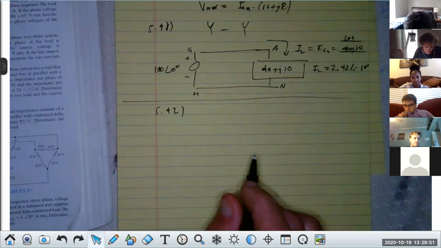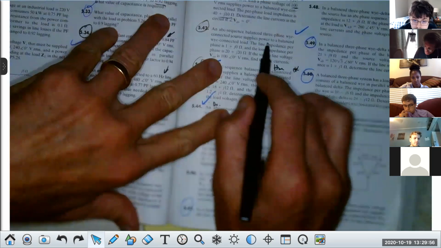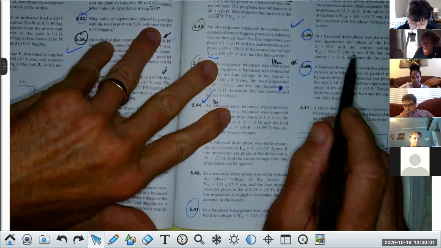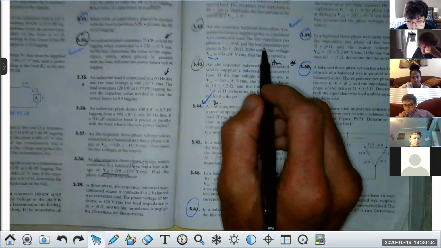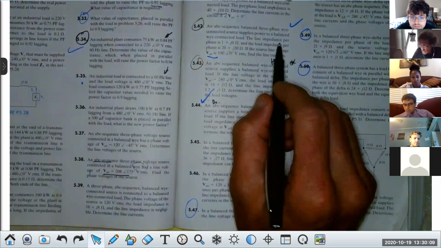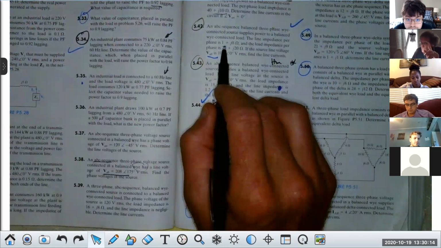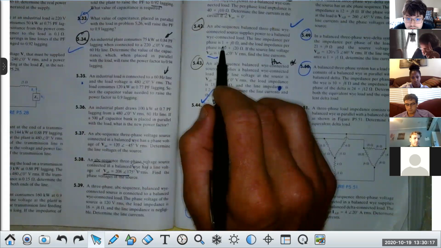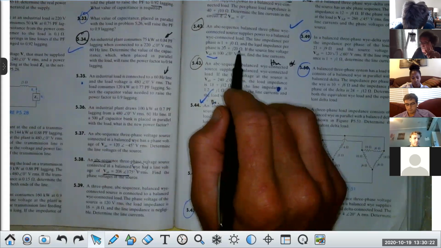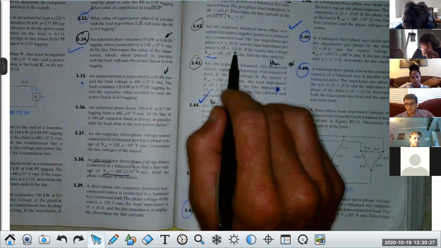5.42, an ABC sequenced balanced three-phase Y-connected source supplies power to a balanced Y-connected load. Now, you can almost do this in your head. By now, some of you are starting to say, this is almost ridiculously easy. So it's a Y-Y connection, right? Now, when you look carefully, it says the line impedance is 1 ohm, only 1 ohm, no imaginary part. We're going to draw it. And the load impedance per phase, that's Y connected, is 20 plus J20. Are you with me? He's adding a little complexity. So we're going to draw that up in a second.